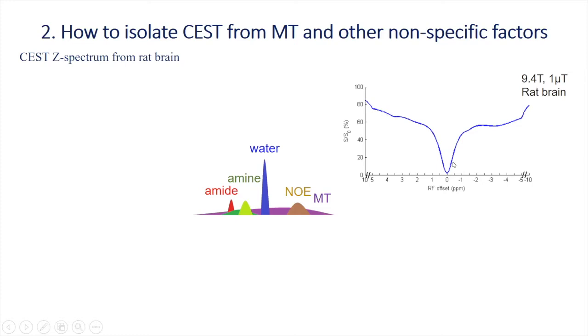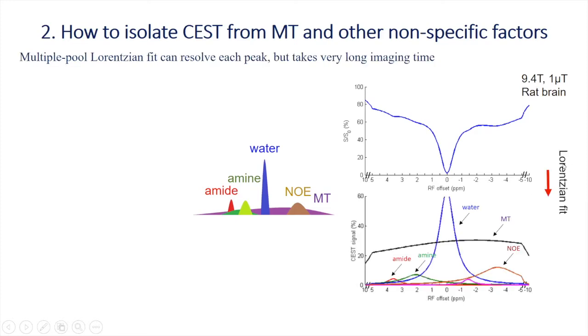Here is a Z-spectrum we acquired on rat brain at 9.4 Tesla. Note that there are multiple dips, and we have used multiple Lorentzian fit to resolve each peak. Here you can find the fitted amine, NOE, water pool, and the asymmetric MT. It looks like this works well, but it takes a very long time since you need to acquire the whole Z-spectrum. This is impractical in some applications, such as stroke, where we need rapid imaging, and in some situations where patients are weak.